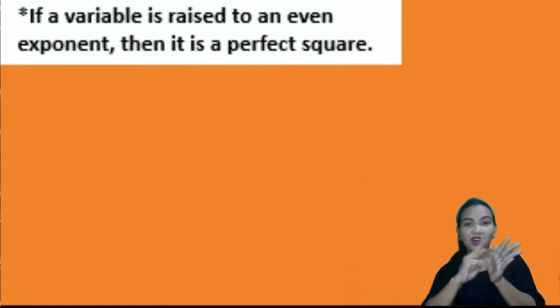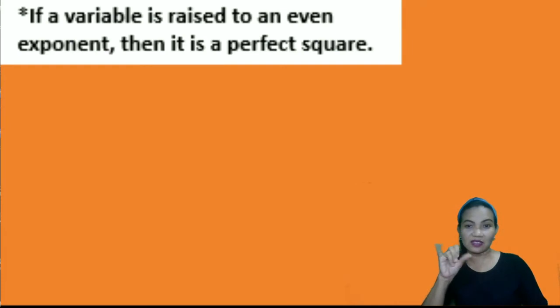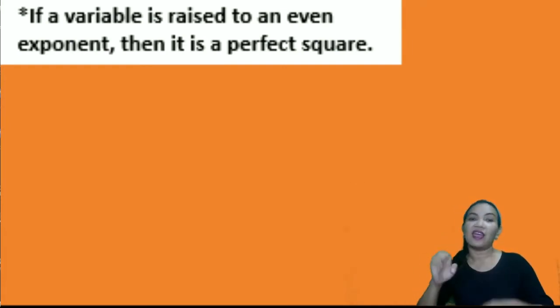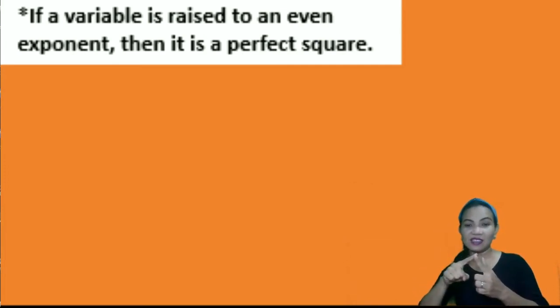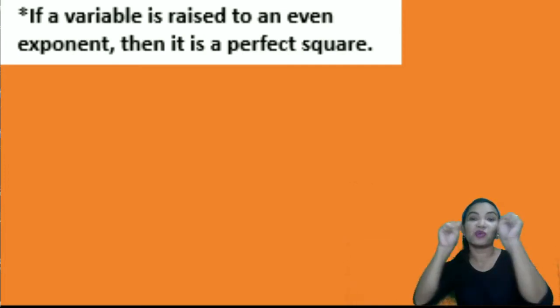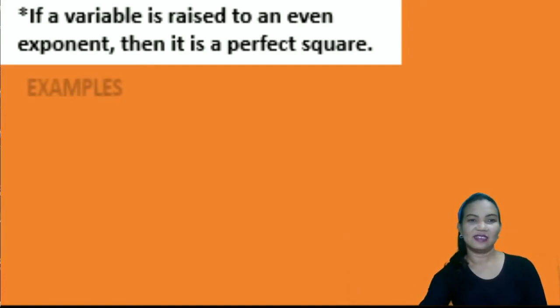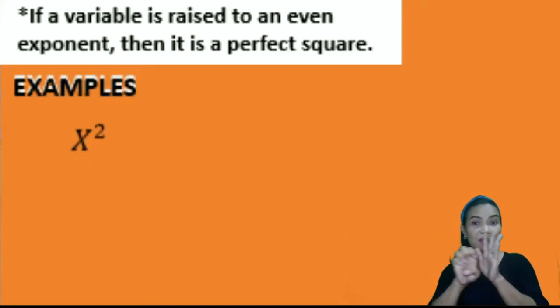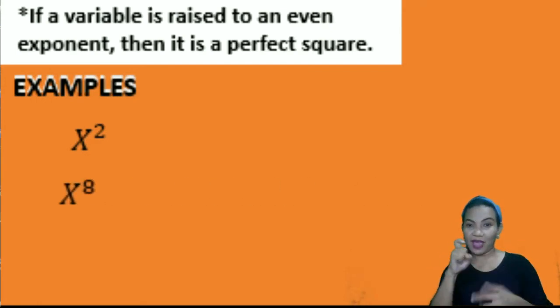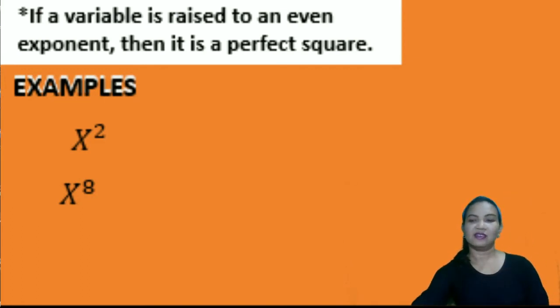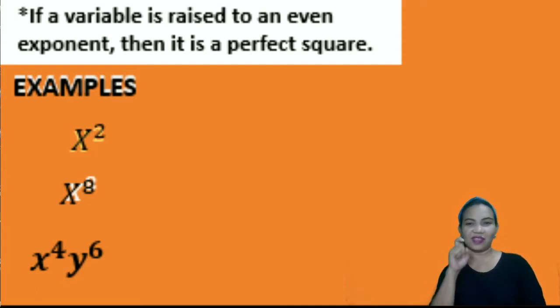7 squared, 49. So, if a variable is raised to an even exponent, then it is a perfect square. So, what are those examples? We have x squared. We have x raised to the 8th power. And x raised to the 4th power, y raised to the 6th power.